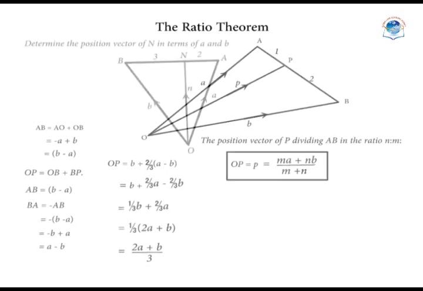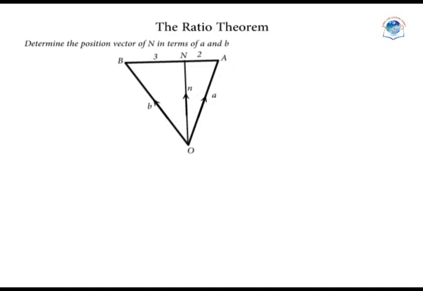We take an example. In this figure, find the position vector of N in terms of A and B. Now, according to this figure, N divides AB in the ratio 2 to 3. According to the ratio theorem, ON is equal to vector (mA plus nB) over (m plus n). In this case m will be 3, so we have 3A plus n, which will be 2, that's 2B, over 3 plus 2, which is 5.